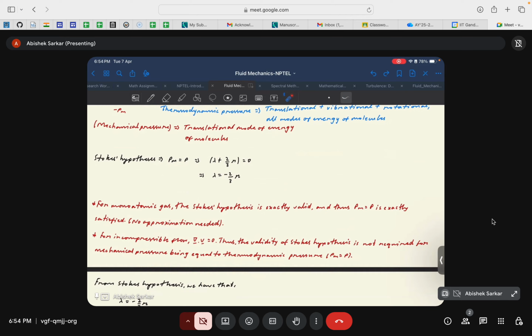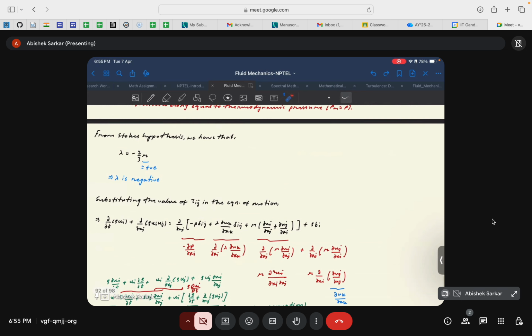So now we'll add one more assumption to our existing form of the Navier-Stokes equation. Now we will impose the Stokes hypothesis in our discussion. So now you understand what we basically do. It will replace the second viscosity lambda in terms of the dynamic viscosity mu. Let's see how the equations are modified now.